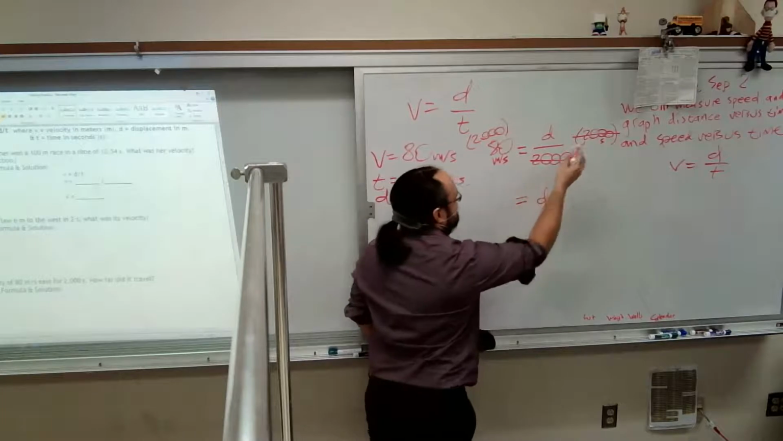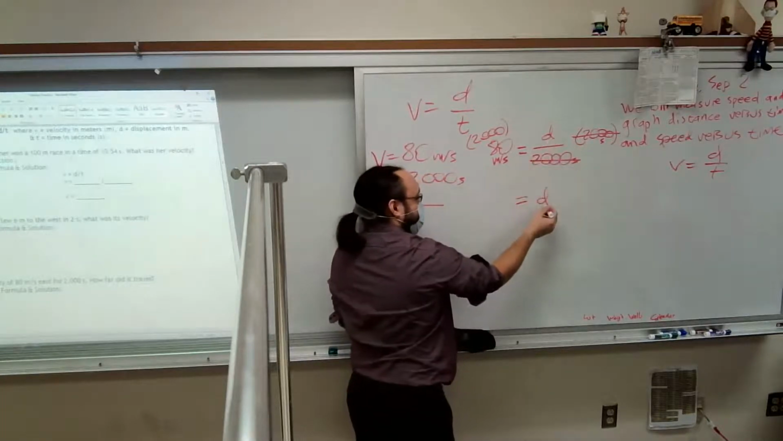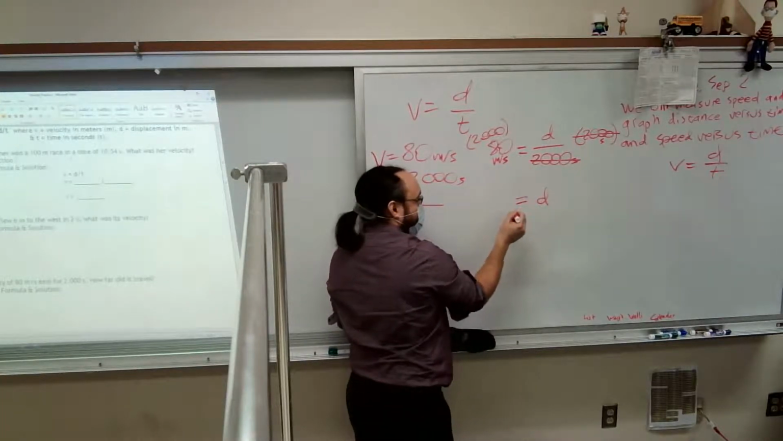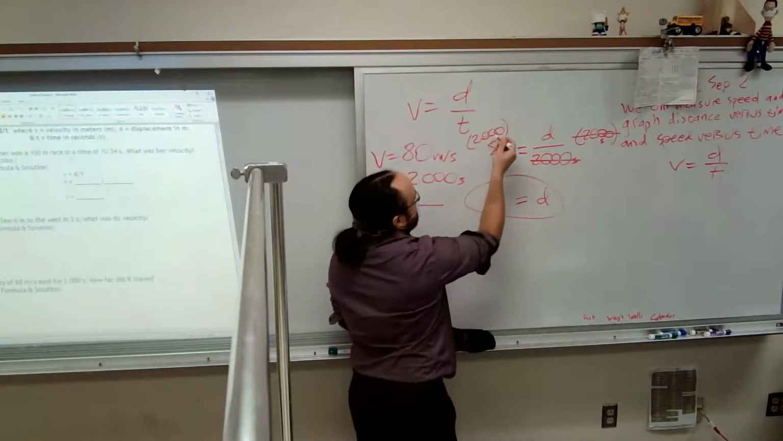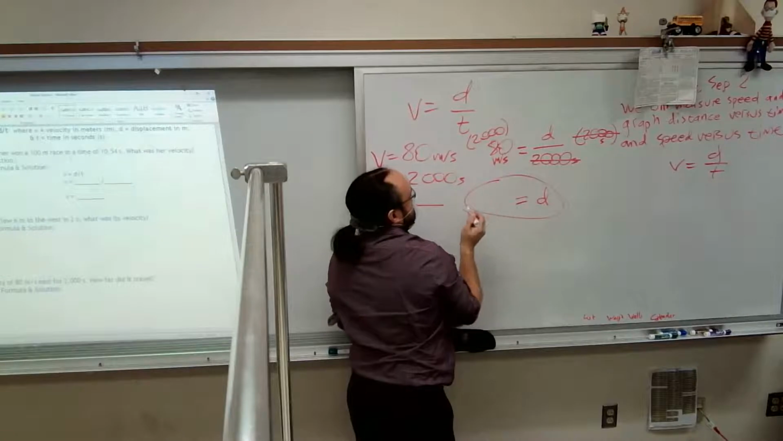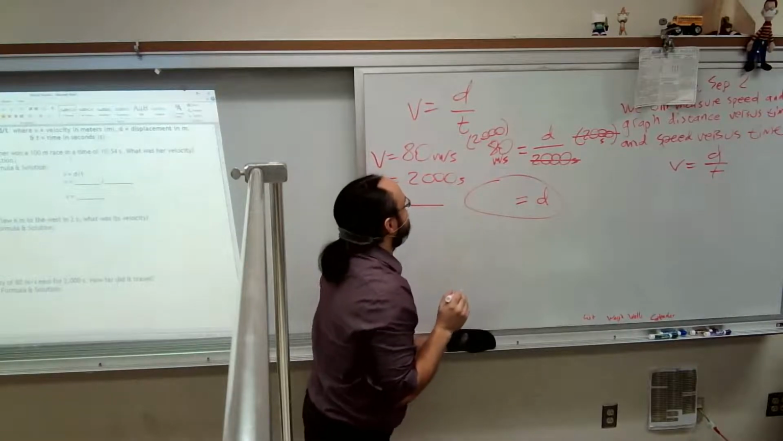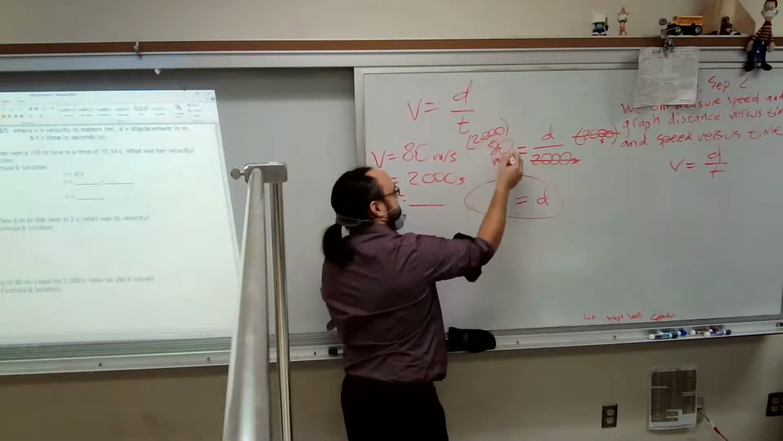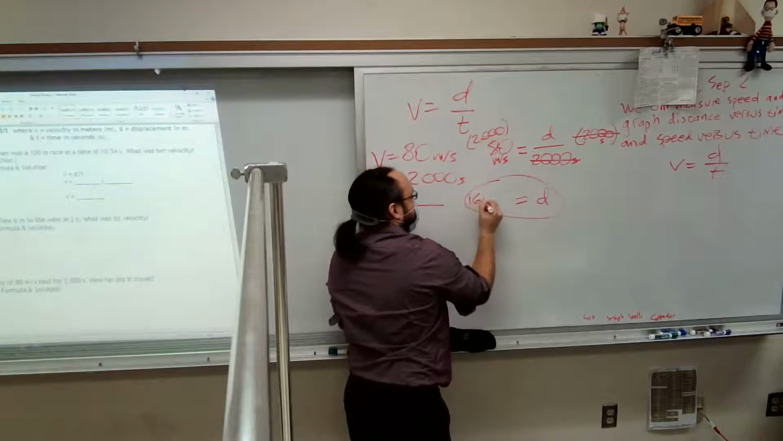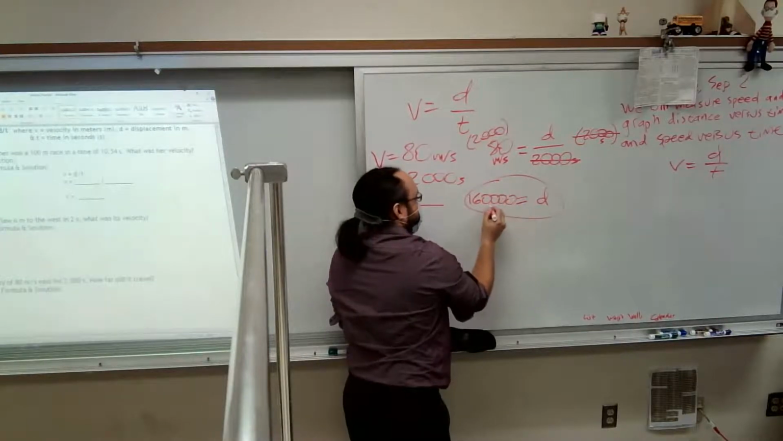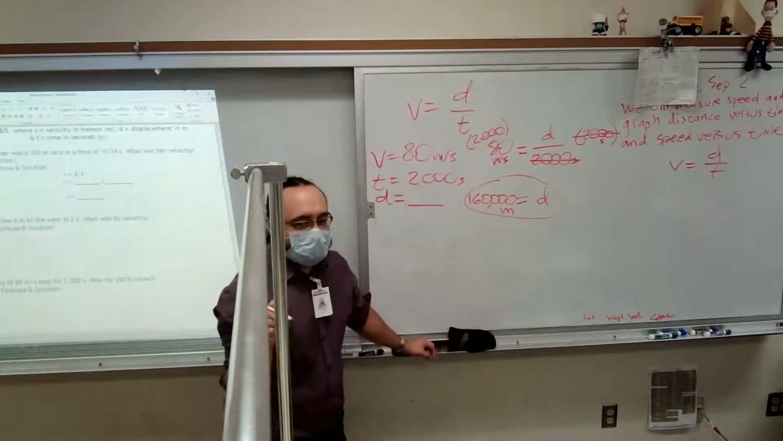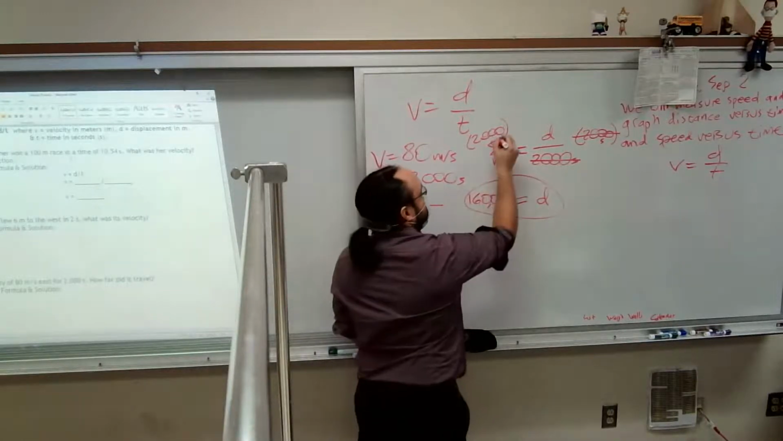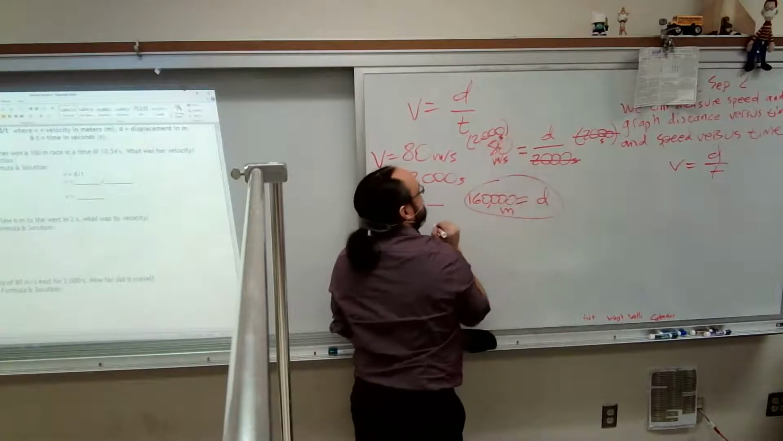All right, so those cancel. It says equals distance on that side. So we're about to get a good answer here because distance equals the answer once we get it. But 2,000 times 80, let's say 2 times 8 is 16. So and there's 3 zeros there and 1 zero there. So 16 with four zeros: 160,000 meters.